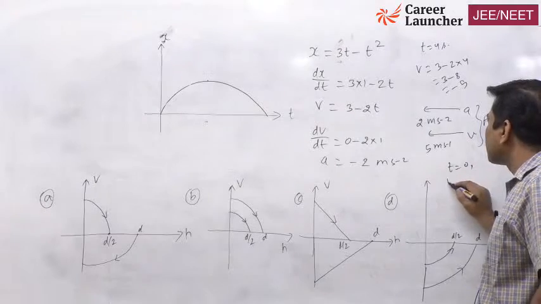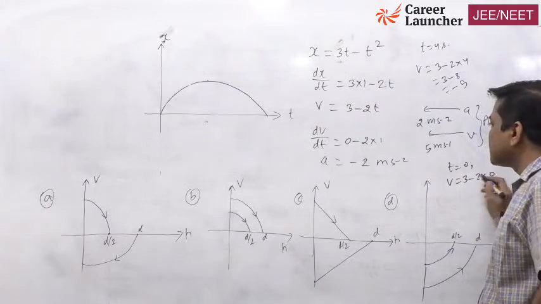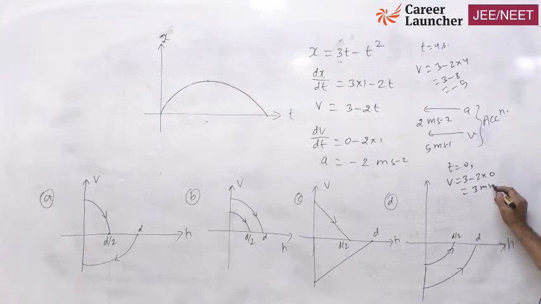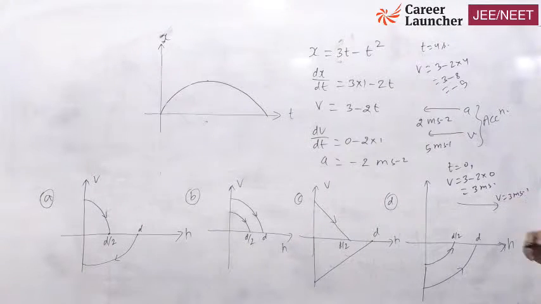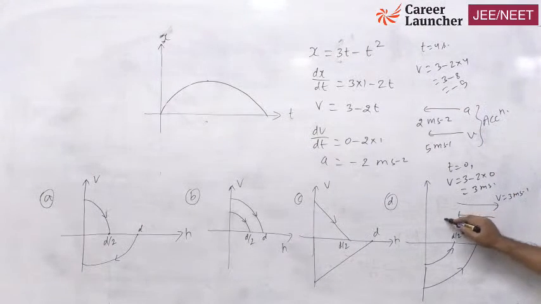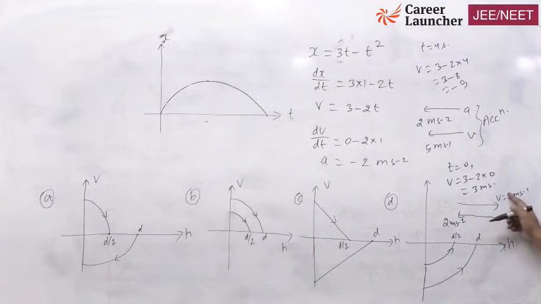It will be the case of retardation at t equal to 0. Why? Because at t equal to 0, V will be 3 minus 2 into 0. Just substitute the value over here, 0. It is 3 meter per second. So V is 3 meter per second. And A is always to your left hand side 2 meter per second square. So here it is retardation.